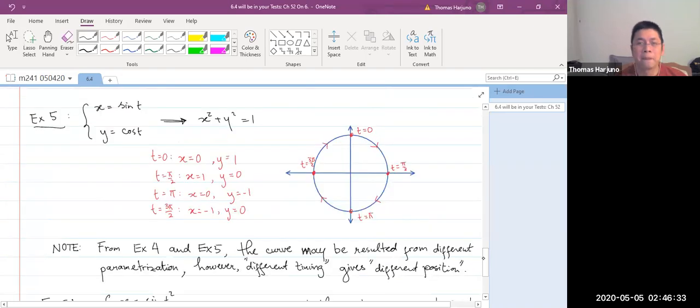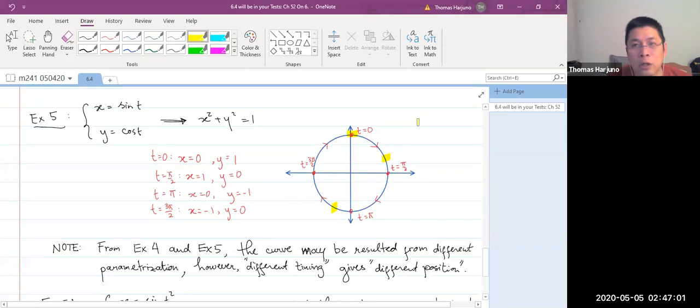Okay? So let's say when t equals 0, it is located here. When t equals 1, it is located here. You see, when t equals 1 it is located here because t is less than pi over 2, right? Okay, but when t equals 2, it's already here.